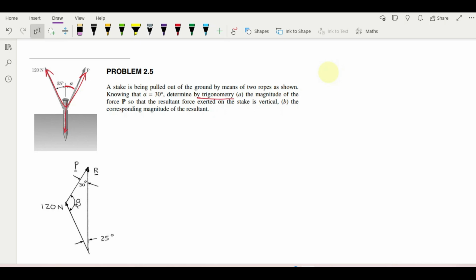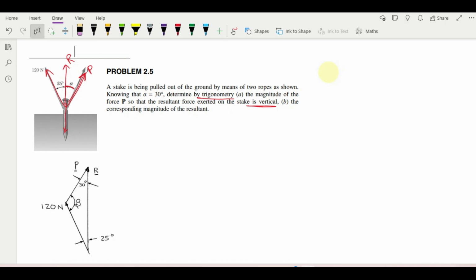the magnitude of the force P. We have to find the value of this force P, and the corresponding magnitude of the resultant. So there are two ropes acting on this stake. There will be a resultant force, and the resultant force will be vertical. The resultant force of these two ropes will be vertical. So we have to find the value of R and the value of P.